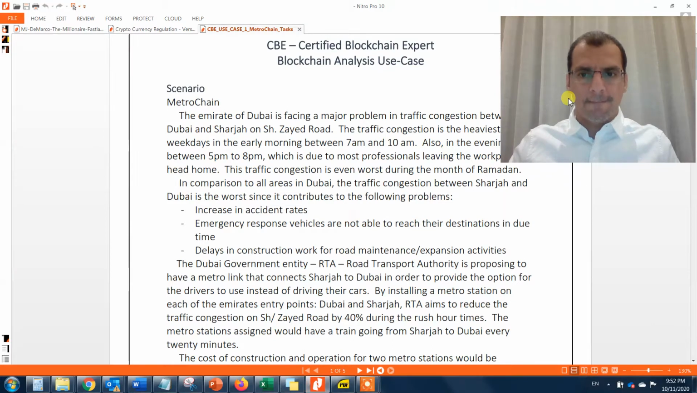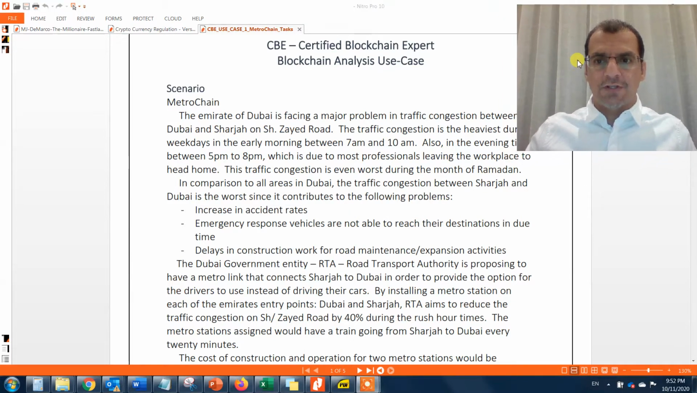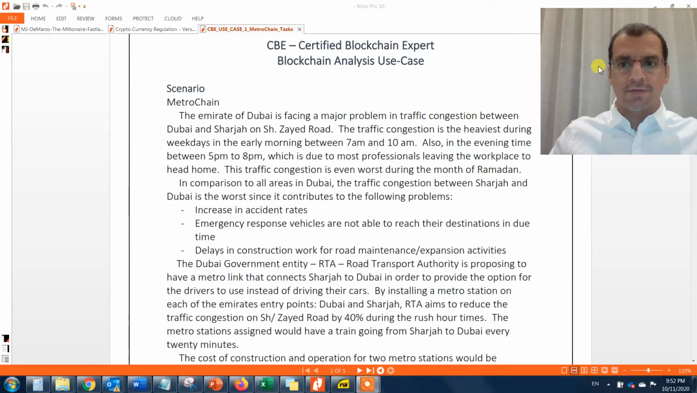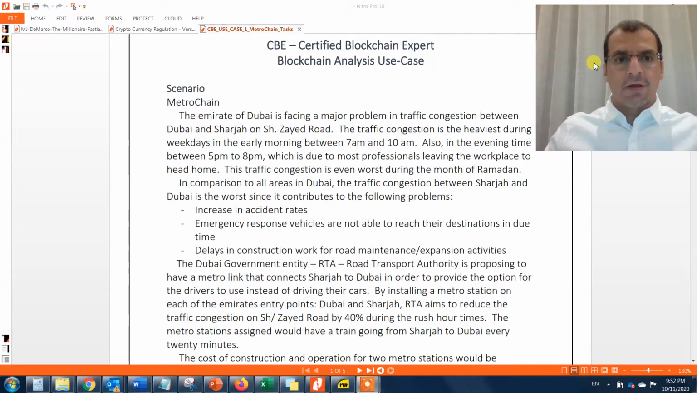Okay, all right, so let me just brief you a bit about this use case. It's called MetroCoin, and it was submitted last year to Consensys Academy, and essentially deals with Dubai Metro. Dubai Metro is the public transport unmanned train that moves from station to station and carries passengers just like any other public transport in any other city.